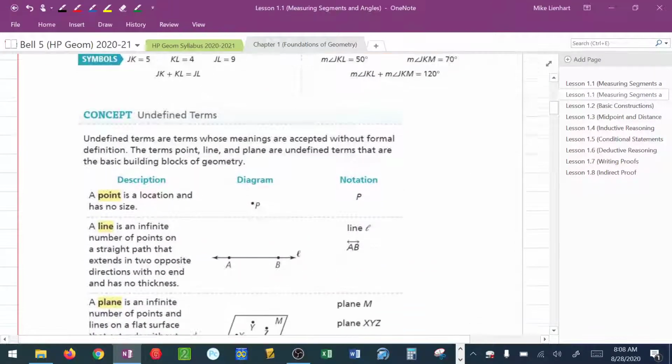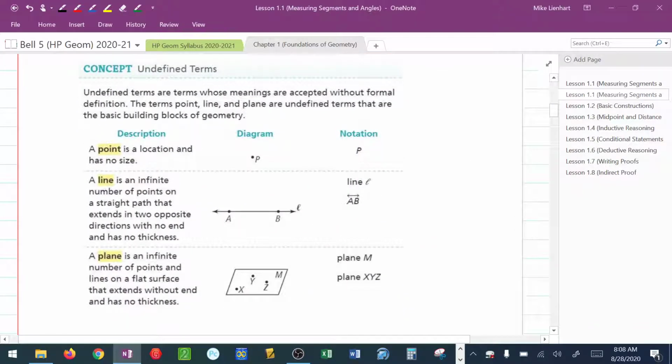We have some things that are known as undefined terms in geometry. These undefined terms are the beginnings, or the things that we're going to accept to be true right off the bat, so that we can define this thing that's called geometry. So a point is simply a place in space or a location that has no size. All right? Notice how they are naming these also.